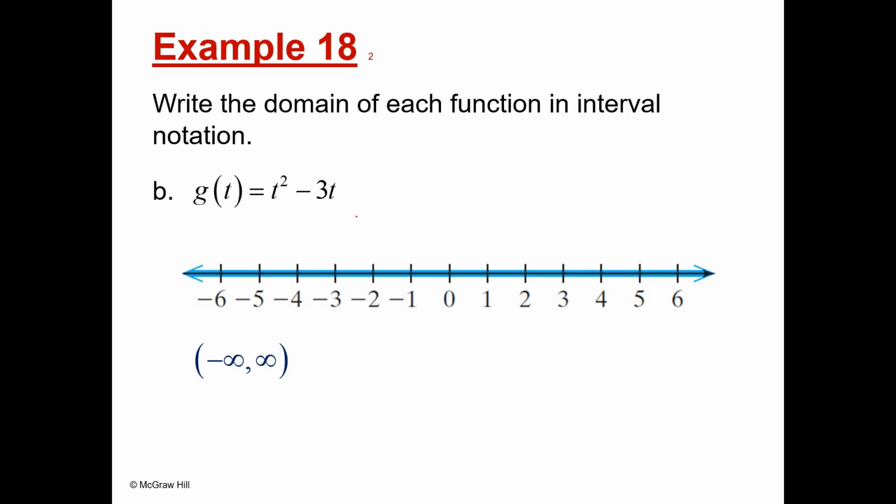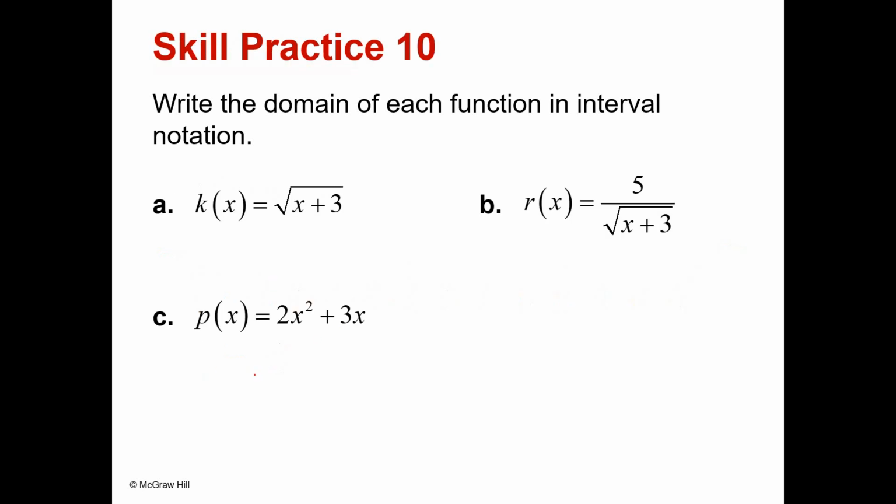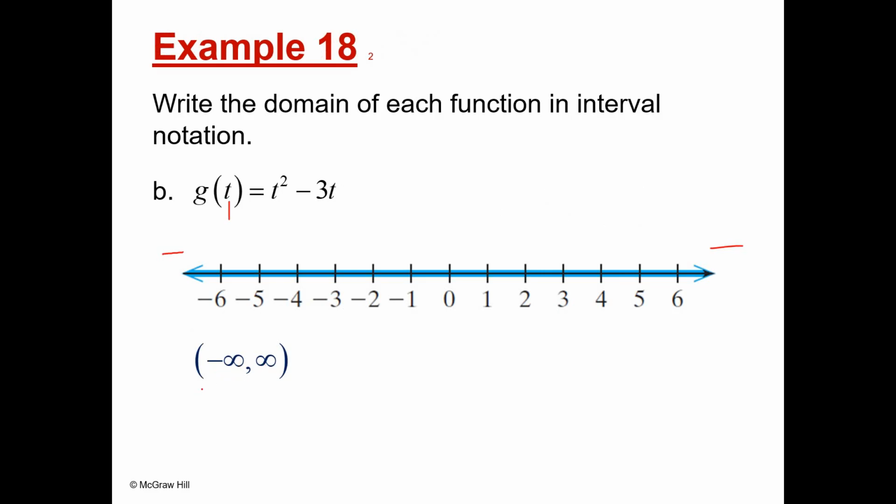For this function, we don't have any problem. There's no square root. There's no denominator to check if you're gonna get a 0. So all these numbers from minus infinity to plus infinity are included. So we're gonna write all t values can be between minus infinity and plus infinity, except for minus infinity and plus infinity, which are excluded.